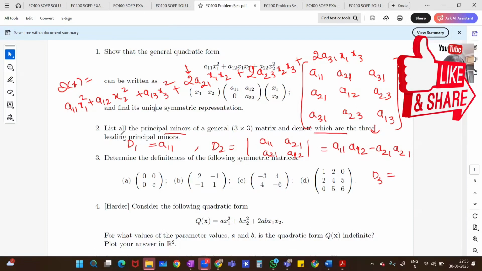Denote which are the three leading principal minors. So we have already denoted that these will be the three principal minors. This is the first order principal minor, and these are the three second order principal minors. Got it.